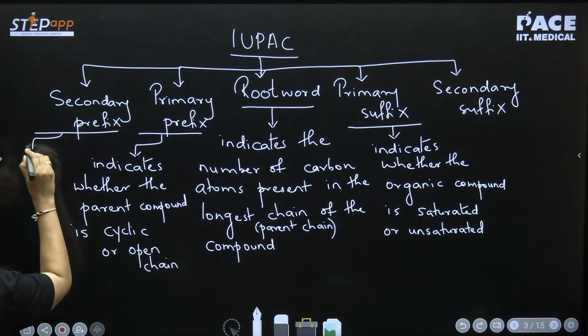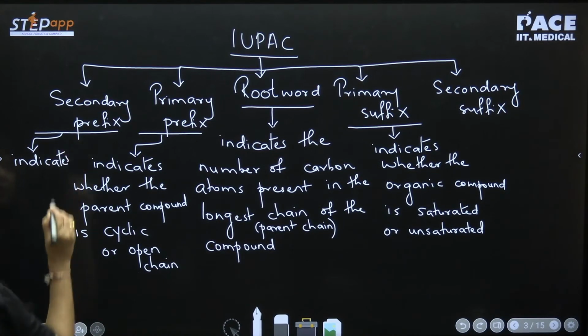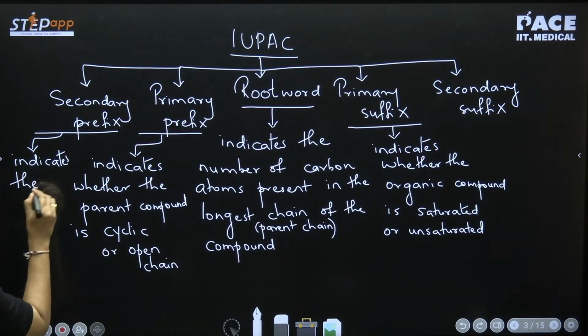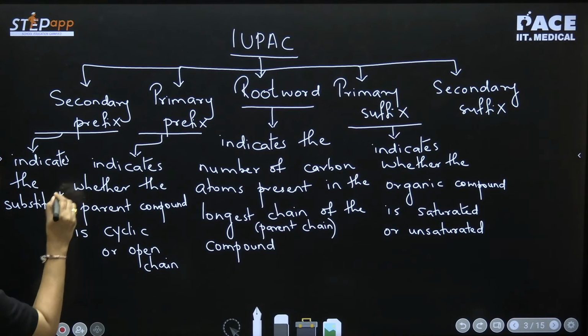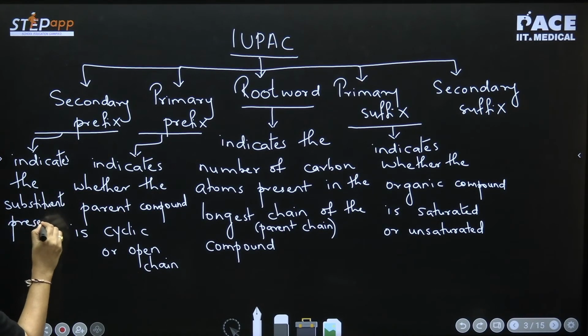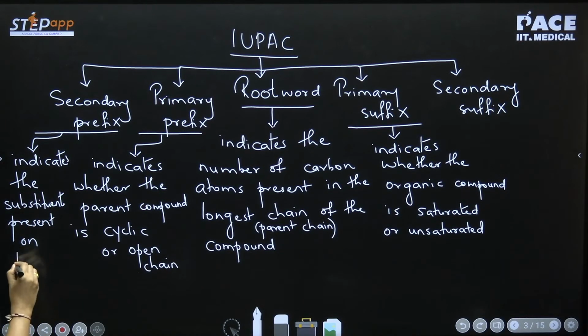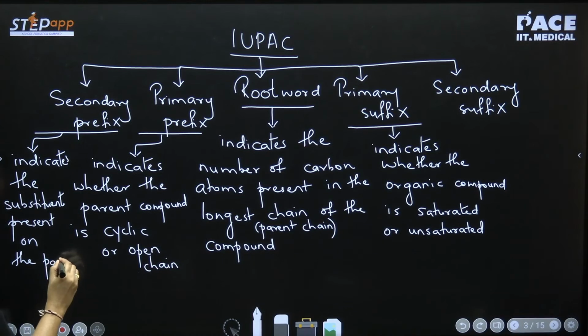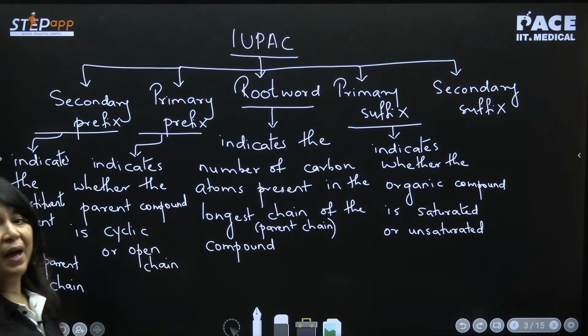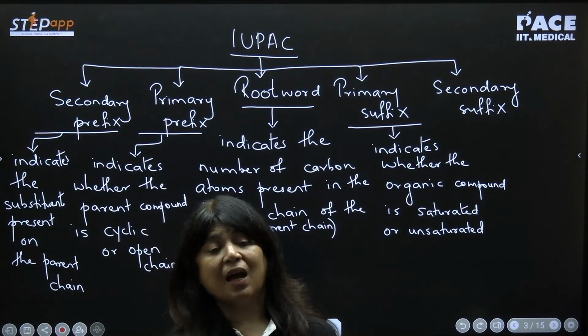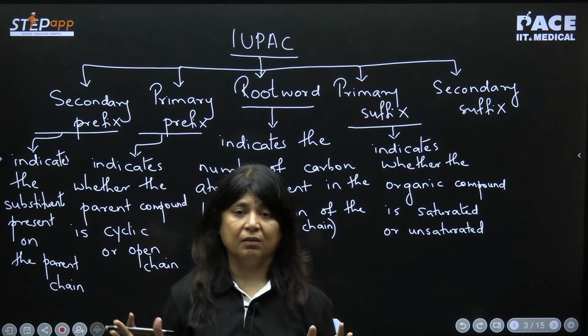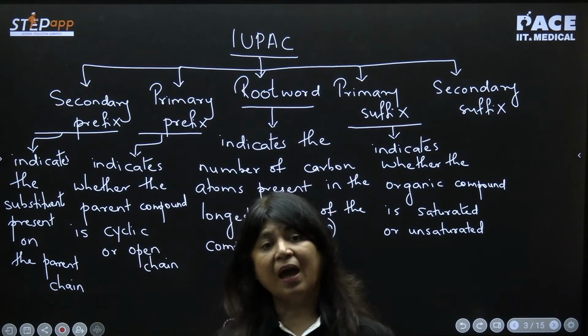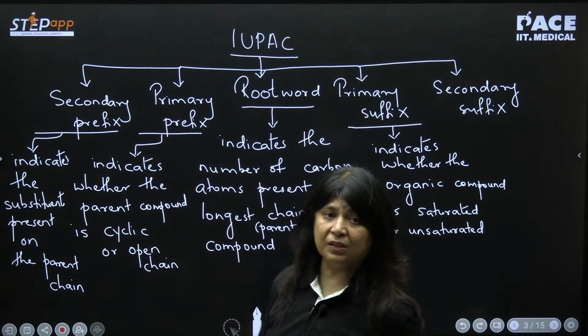Secondary prefix indicates the substituents present on the parent chain. Substituents present on the parent chain means the branches. Those carbon atoms which are not a part of the parent chain are classified as substituents, and those are named always as secondary prefix.